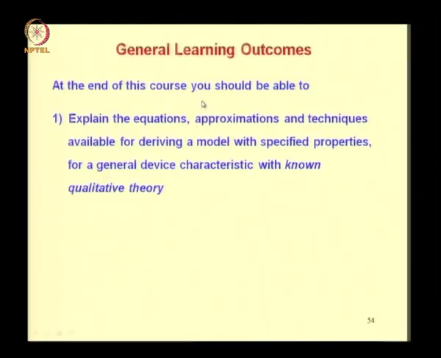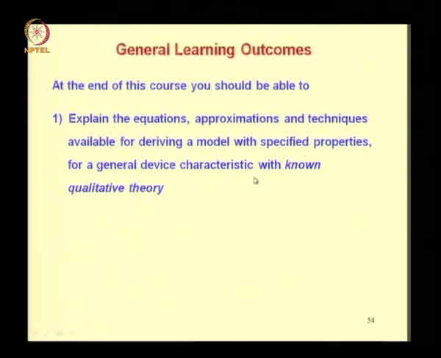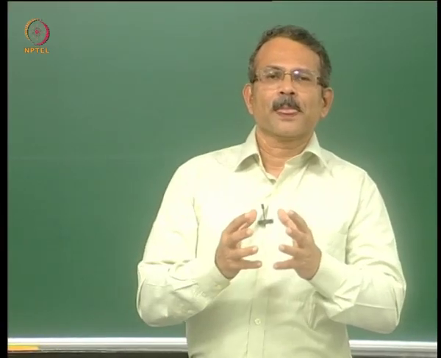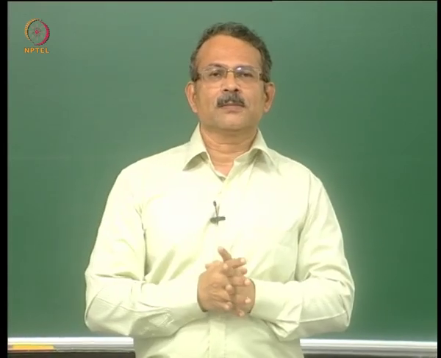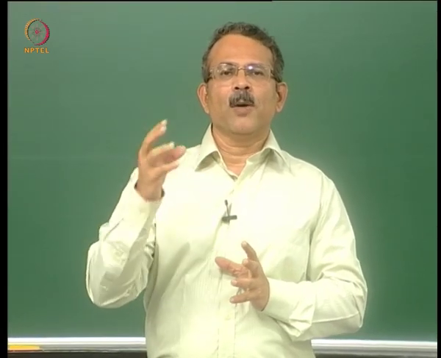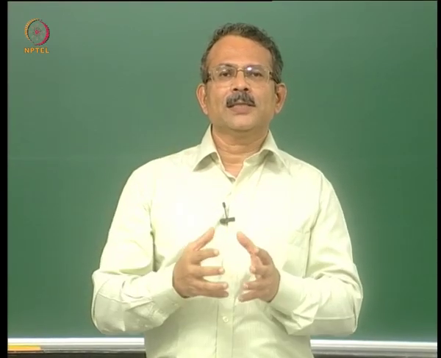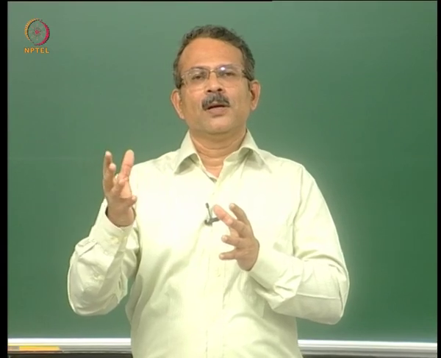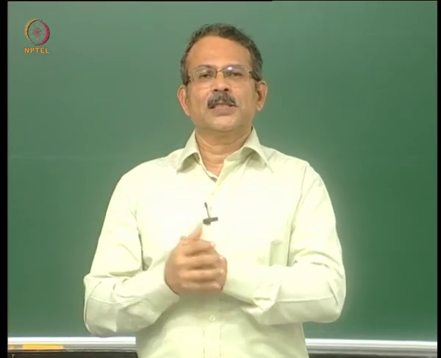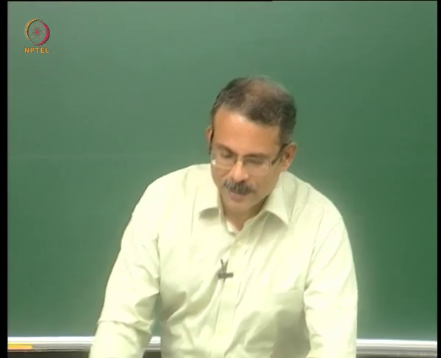So at the end of this course you should be able to explain the equations, approximations and techniques available for deriving a model with specified properties for a general device characteristic with known qualitative theory. So suppose you are given a device and then you know its qualitative operation. How do you derive a model, set of equations and so on? For any device you must know a roadmap to derive the equations starting from a knowledge of the qualitative theory.